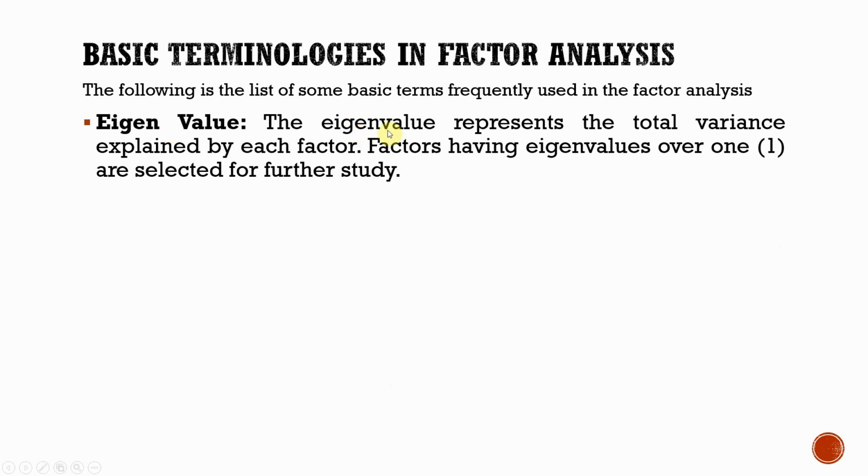Eigenvalues. The eigenvalue represents the total variance explained by each factor. Factors having eigenvalues over 1 are selected for further study. Now you get to know, or you should know, how many factors you should extract or how many factors could be extracted. Normally what we do is all those factors that have got an eigenvalue over 1 are selected for further study. This is a rule of thumb.